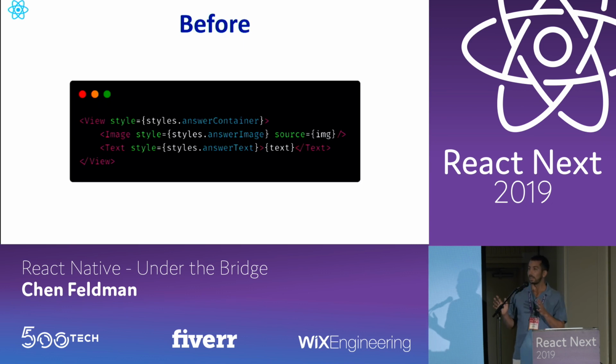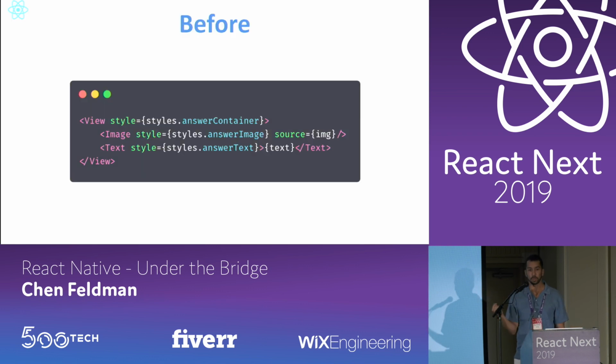OK, so this is the code that you write in React Native. This is how it looks. As you see here, this is supposed to show on the screen a view with an image and a text. So you import components from React Native on the JavaScript side. You import the view, the image, and the text. You write some styles. And then you will have a mobile app that shows it with native components.